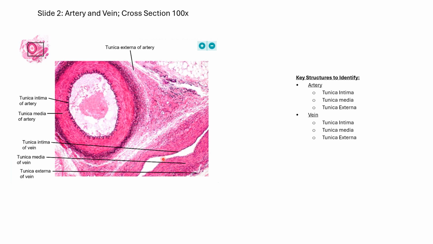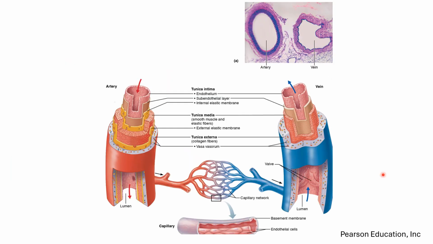Similarly, in the vein, the innermost lining which lines the lumen is the tunica intima. Outside the tunica intima, we have tunica media, and then we have tunica externa. You can see here and here. I got this diagram from your Pearson e-text. So our vessels, arteries or veins, have three coverings in the wall: tunica intima, tunica media, and tunica externa.